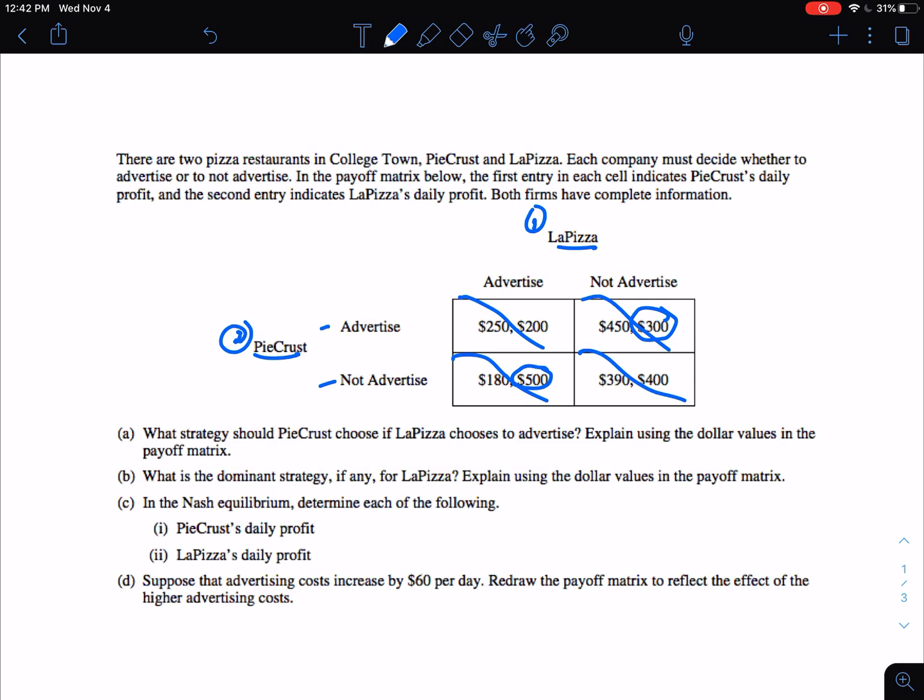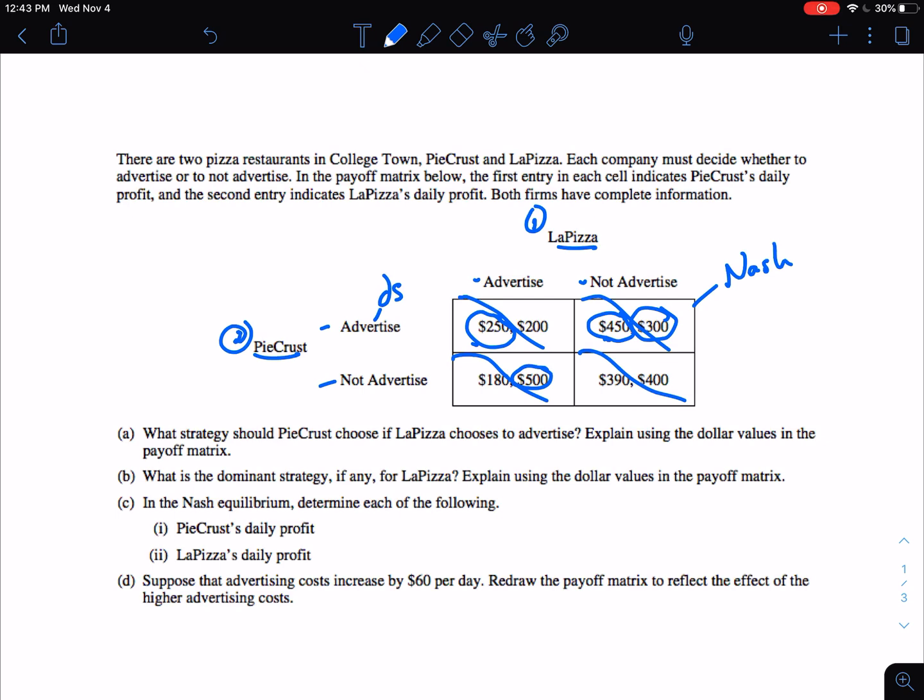If La Pizza chooses to advertise, then Pie Crust will get 250 from advertising or 180 from not, so they will advertise. If La Pizza is going to not advertise, then Pie Crust chooses between 450 and 390, so they will again advertise. That tells us that this is a dominant strategy because we got both circles in the same row, and also that this is a Nash equilibrium because we have two circles in the same box. So at this point we've solved the payoff matrix.